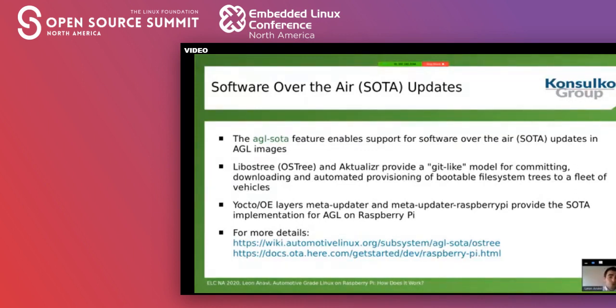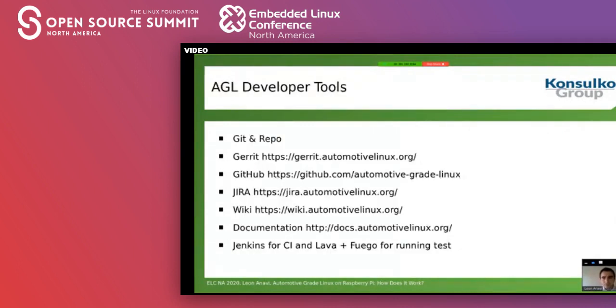You can use LibOSTree and Aktualizr either in AGL, using the AGL SOTA feature, or if you prefer, you can even integrate them in your own Yocto and Open Embedded based distribution, even if it's not AGL. More details about how to use it are available both in the wiki of AGL as well as the official documentation for Aktualizr provided by HERE. Both links are available in the slides.